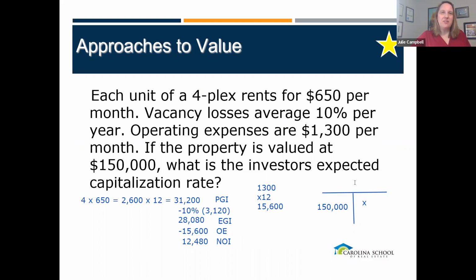The net operating income was the missing piece that I needed on my T-bar. NOI is part of my value. So now that I know that, I can plug that in. The fraction bar means divide. So you take 12,480 divided by 150,000, and I get a cap rate of 0.0832. It's either going to ask for rate or percent. If it asks for rate, you do 0.0832. If it asks for percent, you move that decimal over two places and determine that the capitalization rate is 8.32%.